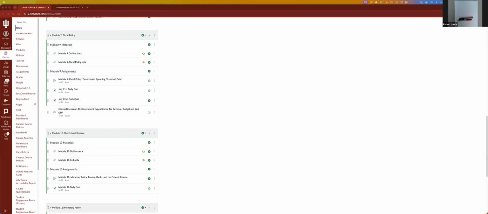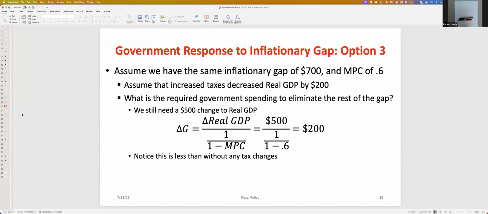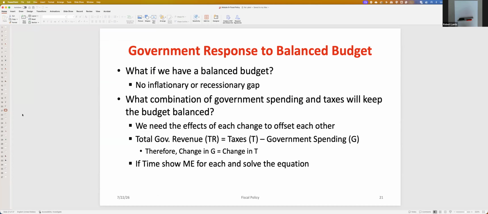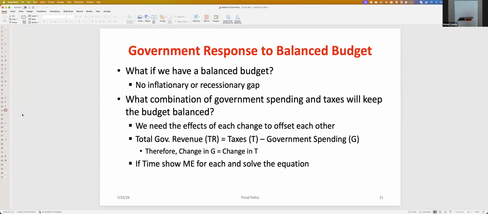Okay, so we left off thinking about how the government closes deflationary gaps with spending or tax changes. We then talked about that relationship to balanced budgets. So one thing we'll talk about today is, what if I had a balanced budget? What combination of government spending and taxes would I need in order to keep that budget balanced? We covered this a little bit last class, but I just wanted to review and reiterate this point.